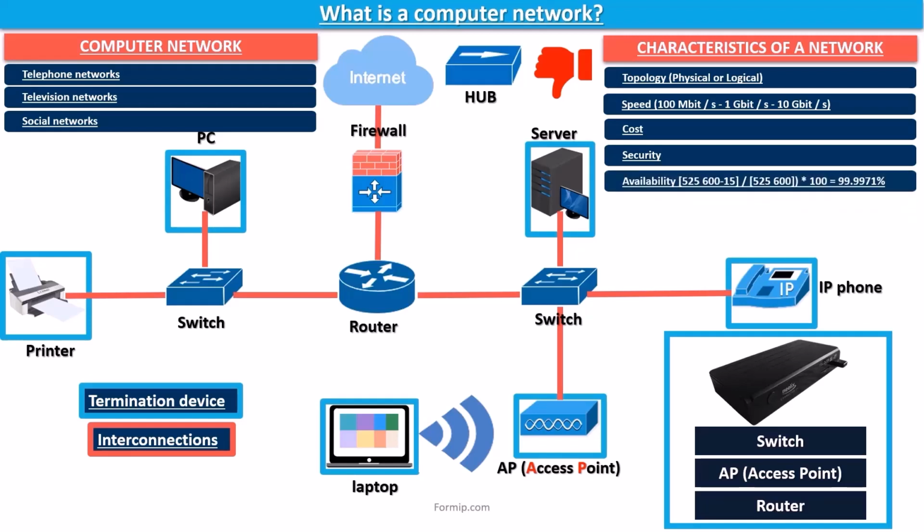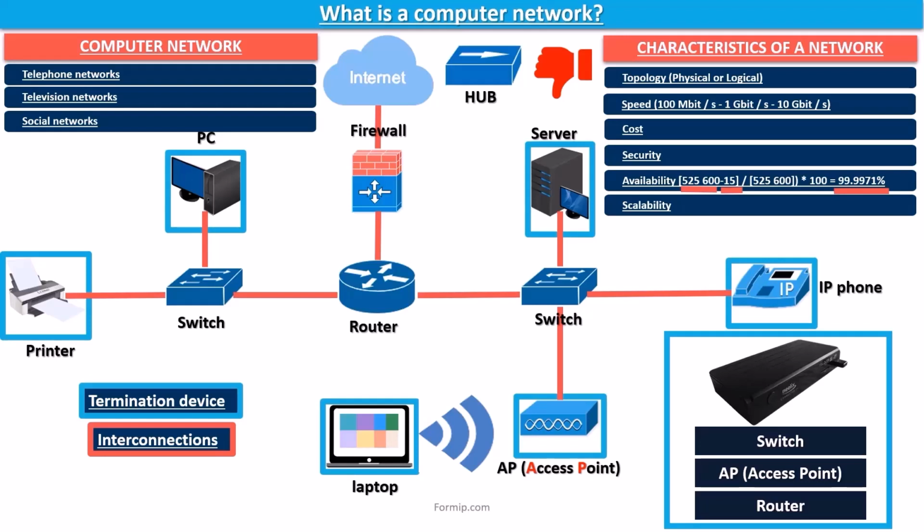We also have to think about availability. For networks that run 24/7 all year round, availability is calculated by dividing the time they're available by the total time in the year and then multiplying by 100 to get a percentage. For example, 525,600 is the total number of minutes in the year. If the network is unavailable for 15 minutes over a year, then its availability will be 99.9971%.